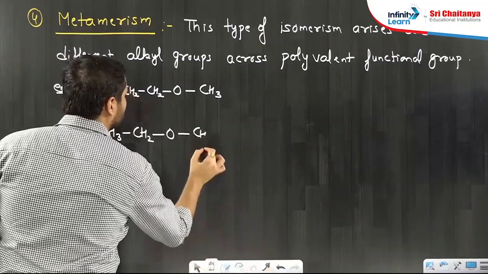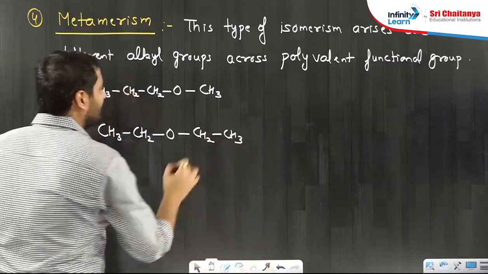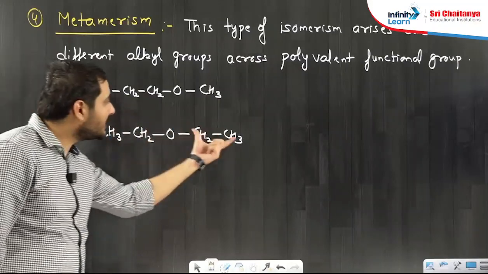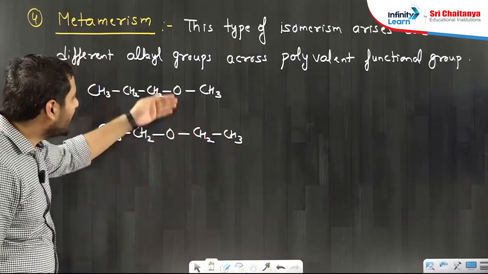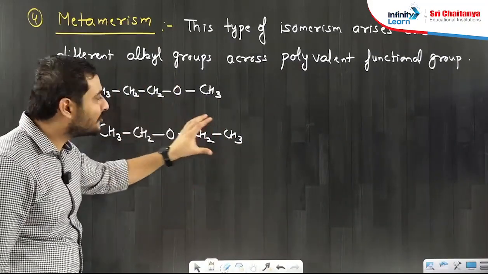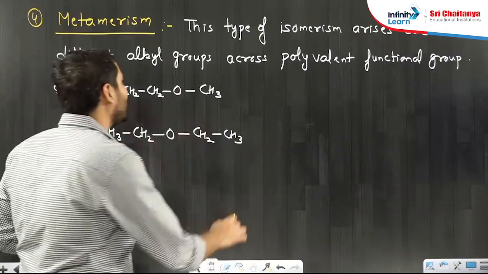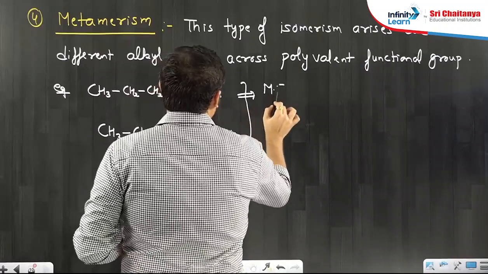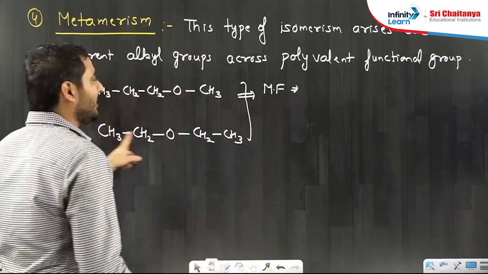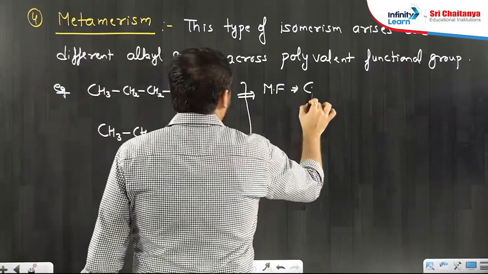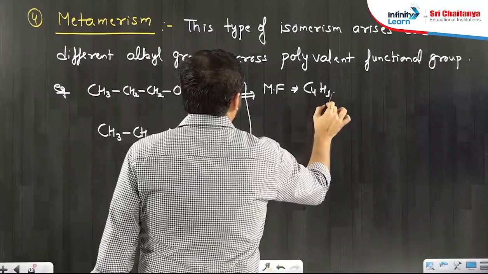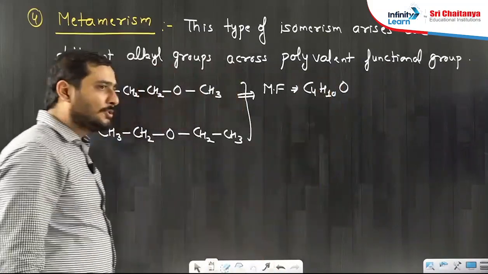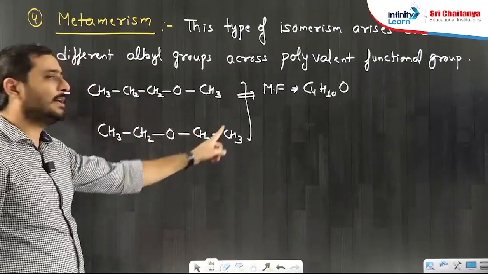CH2, CH3. So C2H5, oxygen, C2H5. Now on a polyvalent functional group, only alkyl groups are changed, but their molecular formula is the same. Now if we write the molecular formula for these two, how many carbon atoms are present in total? 4 carbon atoms. How many hydrogen are present? 10. And 1 oxygen. So it is C4H10O.